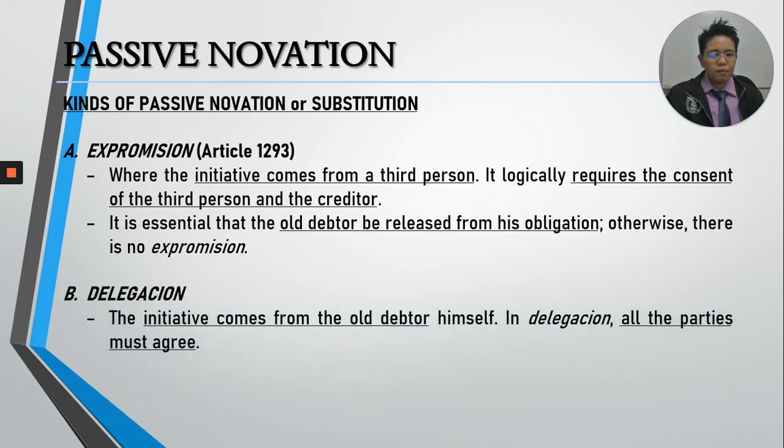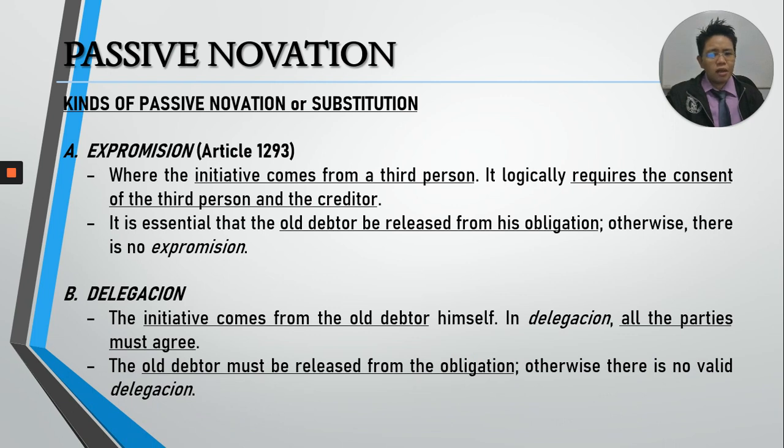In delegation, remember, initiative comes from the old debtor himself. In delegation, all the parties must consent. So remember, new debtor, old debtor, and the creditor must consent in delegation. Here, the initiative comes from the old debtor himself. So, yung old debtor ang nakaisip na i-substitute siya with the new debtor. So remember, para malaman ninyo kung expropriation ba yan or delegation, ito ang tanong. Kanino nanggaling yung idea? Kung ang idea ay nanggaling kay third person, remember, class, that this is expropriation. Now, if the idea came from the old debtor himself, this is a delegation.